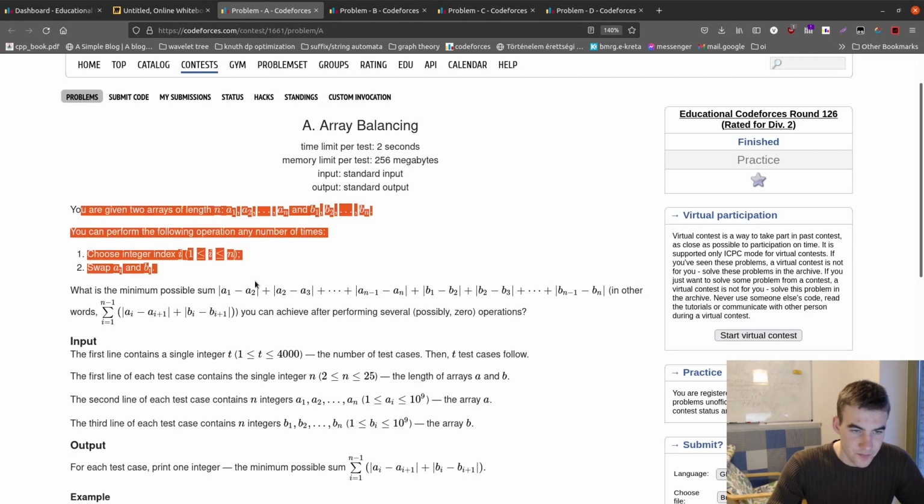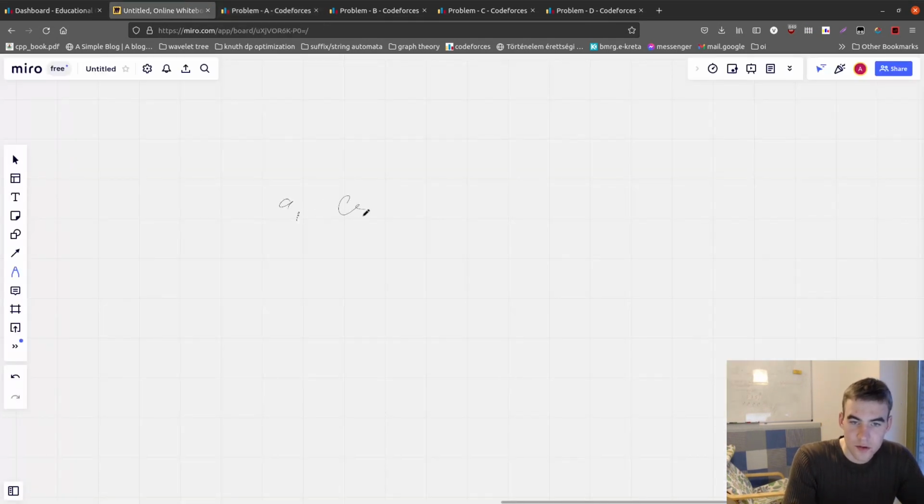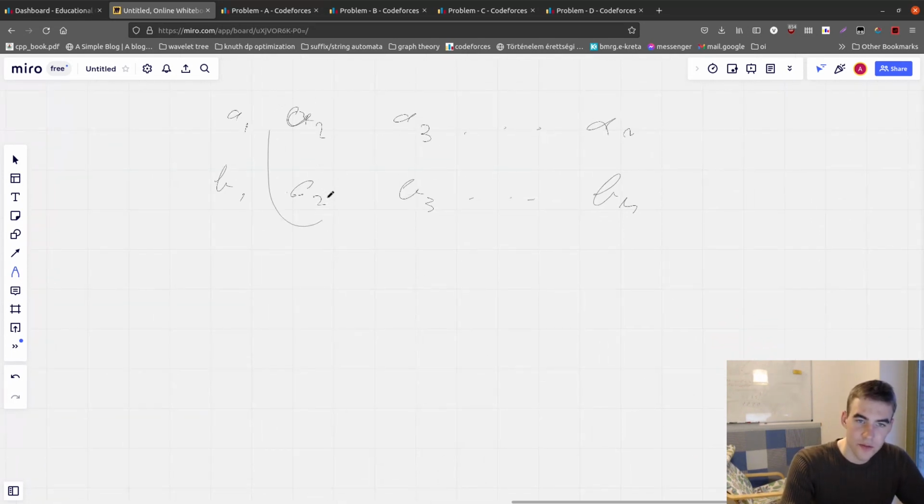Problem A, we could swap, so we were given two arrays, A1, A2, A3, and B1, B2, B3, Bn. What we could do is swap two elements that are above each other, so Ai with Bi, and we wanted to minimize the sum of the absolute differences between each neighboring elements of both arrays.